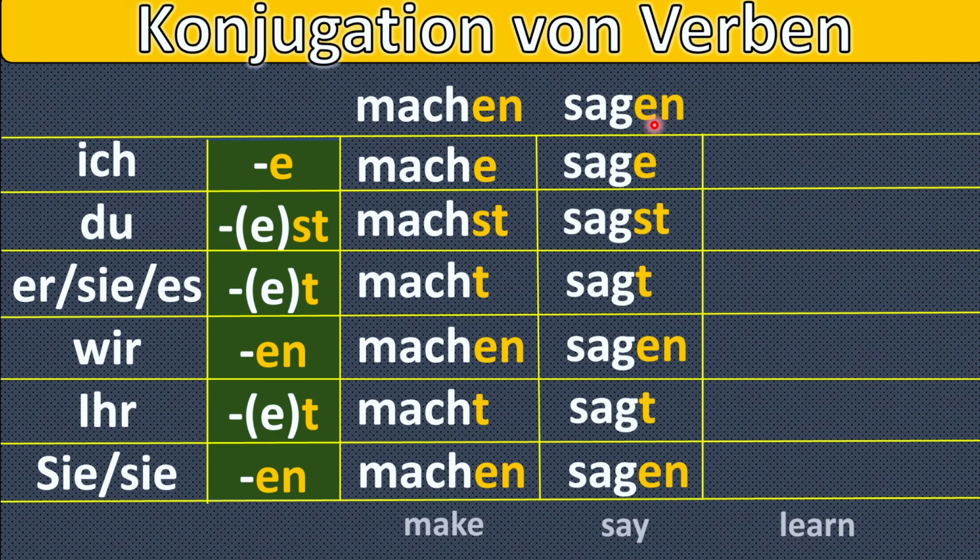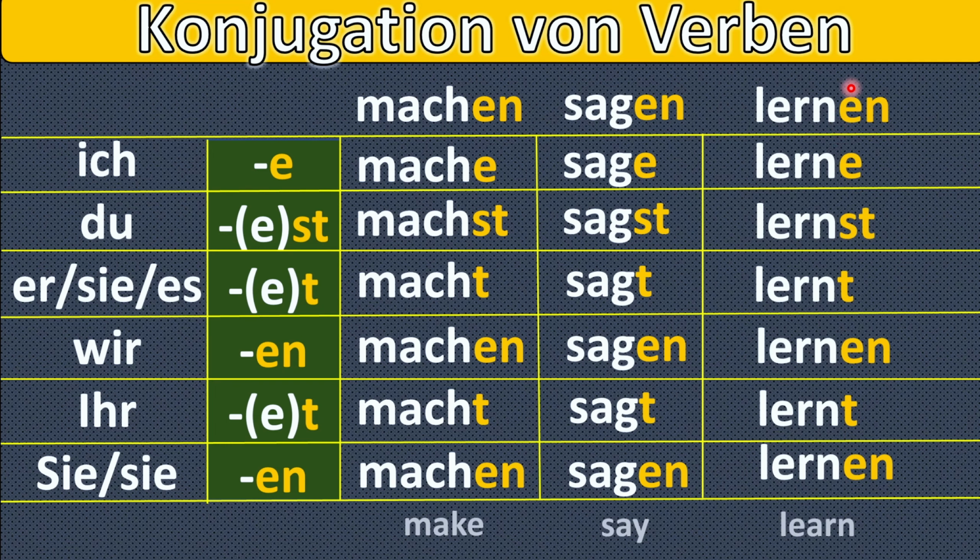Say, sagen. N is the ending. Sag is the base. Base plus different verb endings. Ich sage, I say. Du sagst, er, sie, es sagt. Wir sagen, ihr sagt. Sie sagen. Learn, lernen. N is the ending. Lern, the base. Ich lerne, du lernst, er, sie, es lernt, wir lernen, ihr lernt, sie lernen.